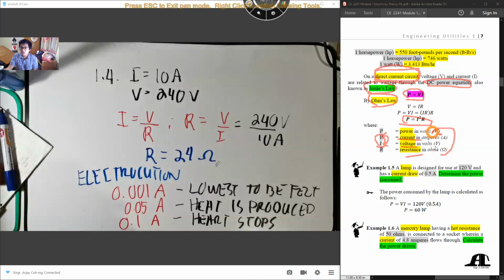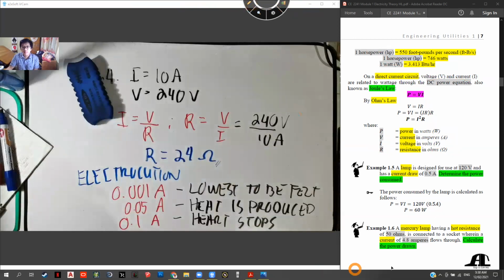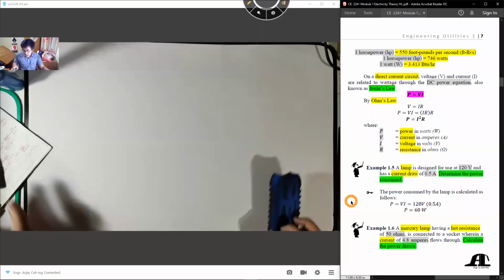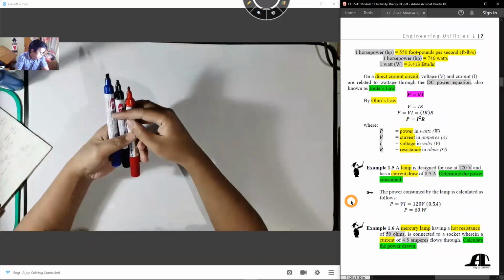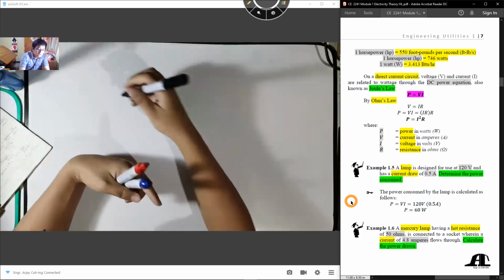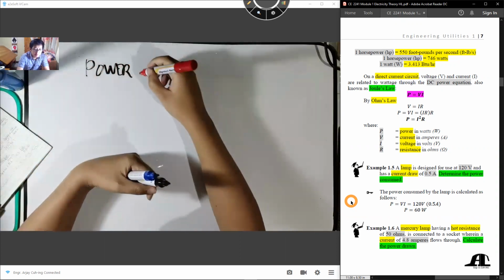So again class, basta consistent tayo sa units class, dun sa formula na gagamitin natin class, ito yung mga units natin. Okay? So i-summarize natin class. So i-erase ko muna yung board. Okay? So again class, nung discussion natin ng power, i-summarize natin. Okay? So again class, in terms of power, ang notation natin class ng power is letter P.